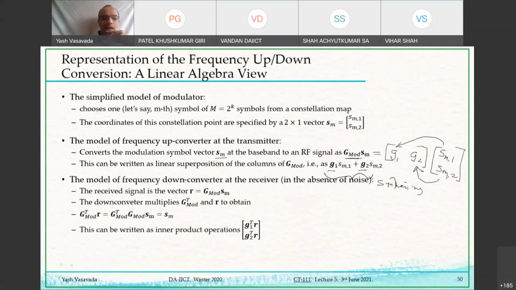And then in the absence of noise, now this is the transmitted signal, and you get the same signal at the receiver. So the received vector R is G mod Sm. And so what the receiver, or the frequency down converter, does is it multiplies R with G mod transpose. So G mod transpose R is G mod transpose times G mod times S of M. But we saw on the previous slide that this product is the identity matrix. And so I simply get S of M back. I down converted to get the original signal back.